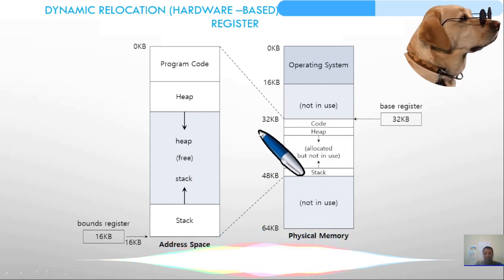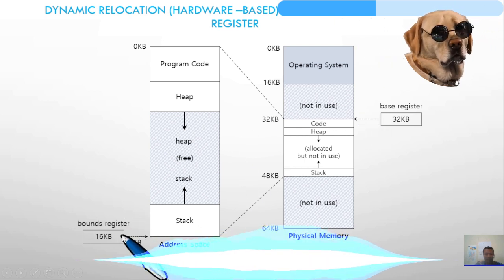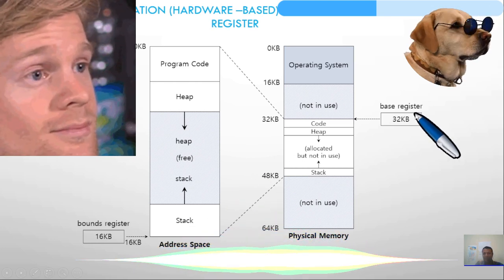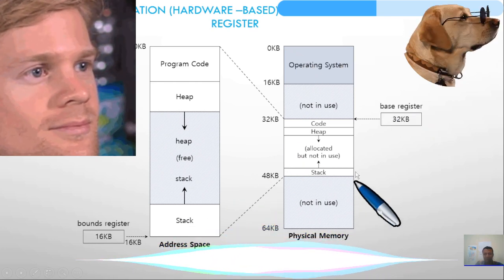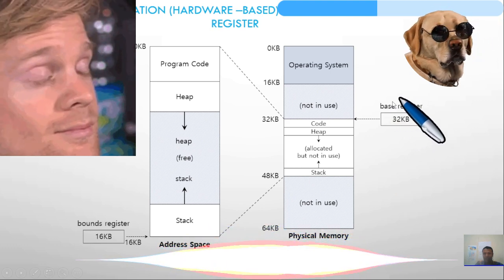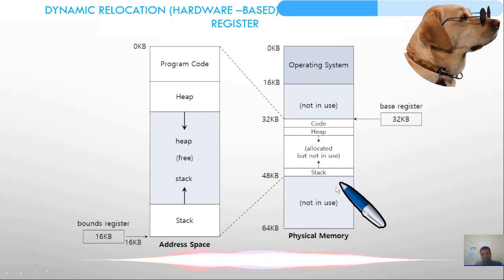So the translation is always the base and the bound. The bound is always in the address space, and the base register is found in the physical memory. And this base register will be assigned by the operating system.